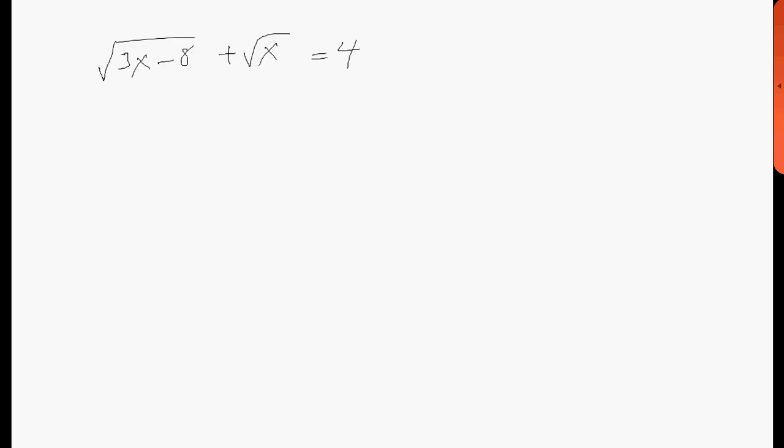And it's always a better idea to isolate the radical that has a bigger expression under it. So here I have 3x minus 8 under this radical, and I have just x under this other one, so I isolate this radical because I have a bigger expression as the radicand. So radical 3x minus 8 equals 4 minus radical x. I isolated one of the radicals. Then I raise both sides to the power of 2.